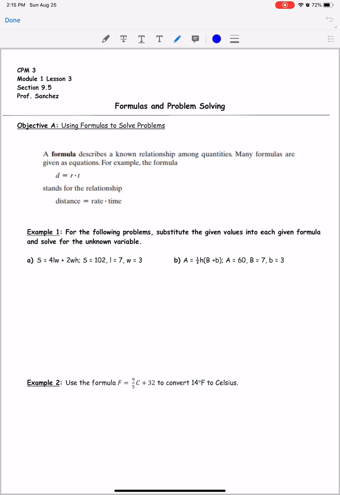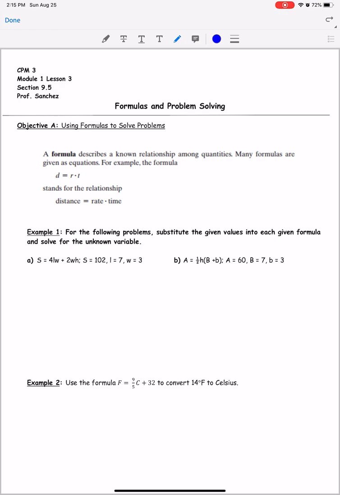Tells you right here, a definition of a formula describes a known relationship among quantities. Many formulas are given as equations. For example, D equals R times T stands for the relationship of distance equals rate times time. So example 1, for the following problems, substitute the given values into each given formula and solve for the unknown variable.